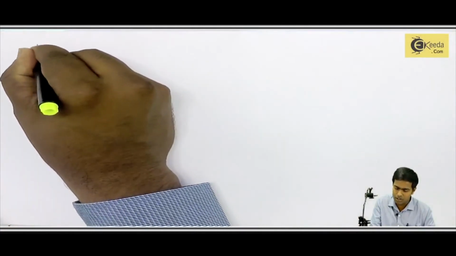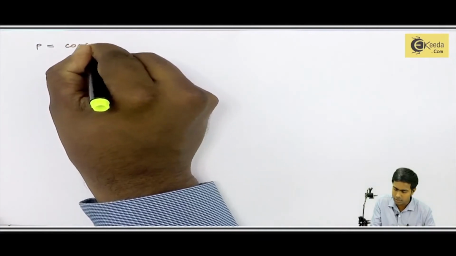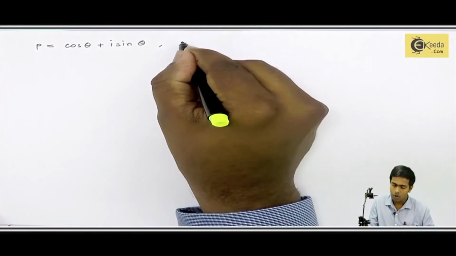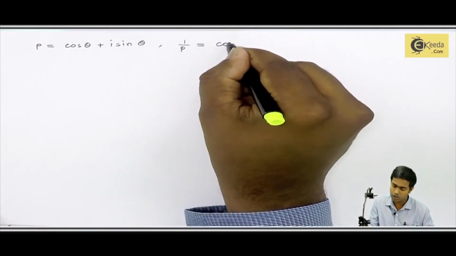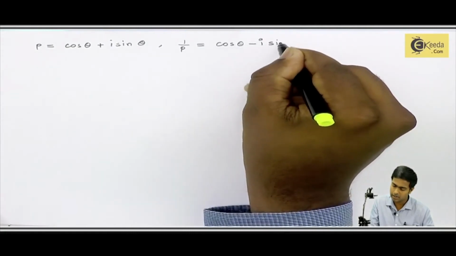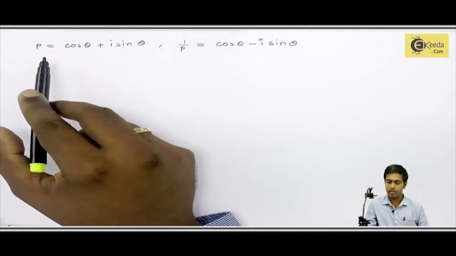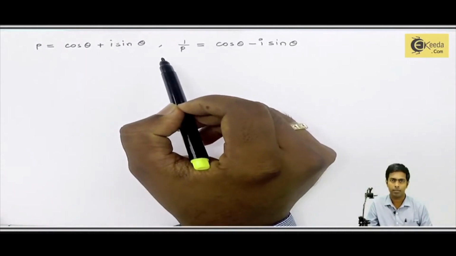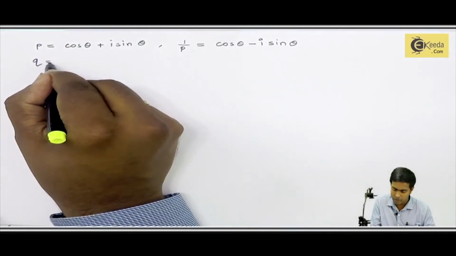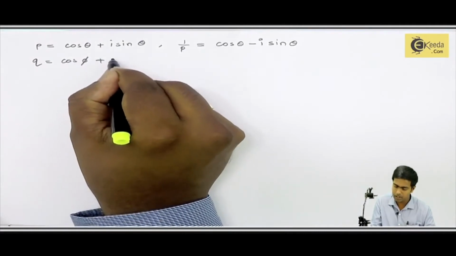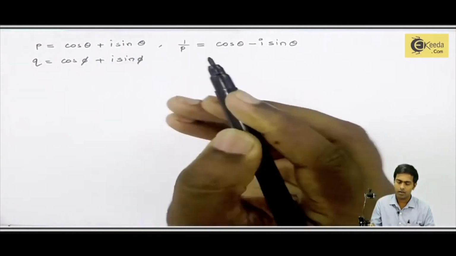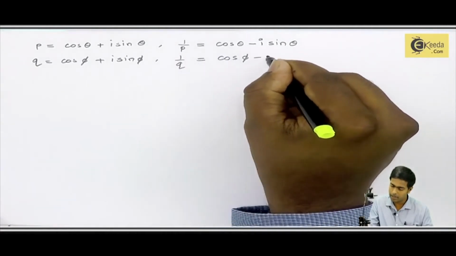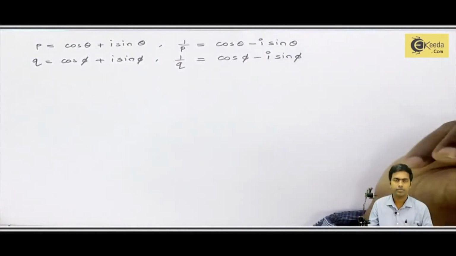Now P was given as cos theta plus i sin theta, so hence 1 upon P will become cos theta minus i sin theta. So you can see here I have applied the concept that I have taught you just before this problem. Similarly, Q was given as cos phi plus i sin phi. So 1 upon Q will become cos phi minus i sin phi.